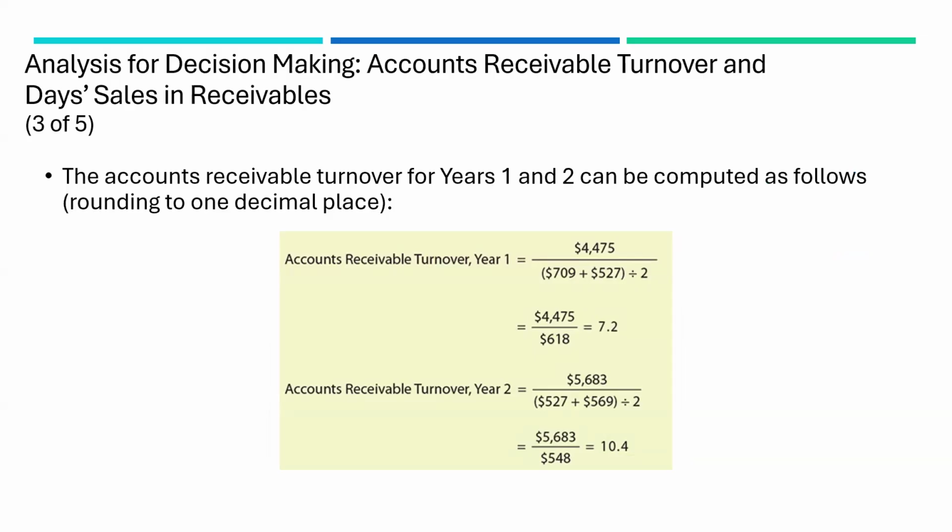And so a higher number is generally better. It means that they're collecting their receivables faster. And collecting receivables slower can actually be sort of a red flag.